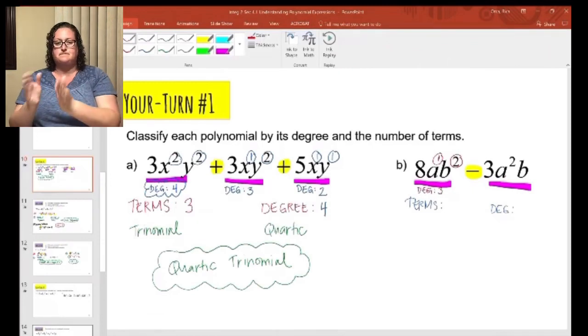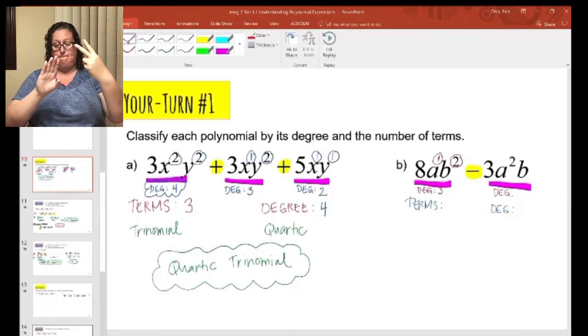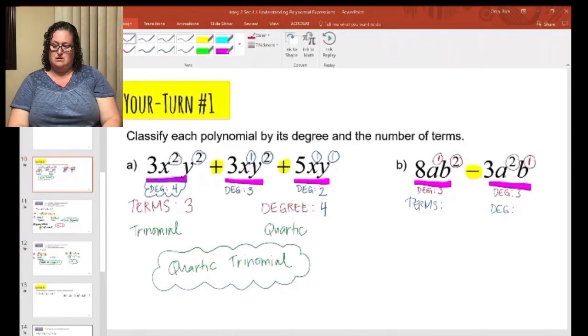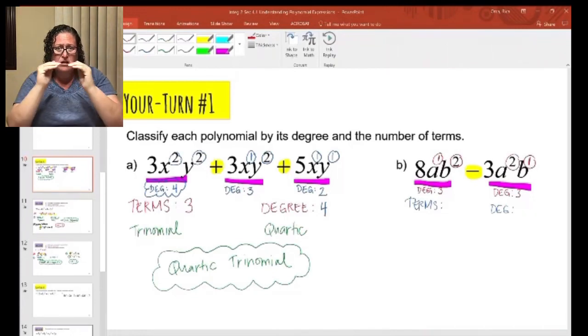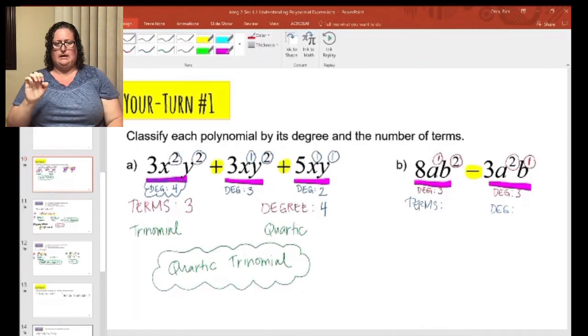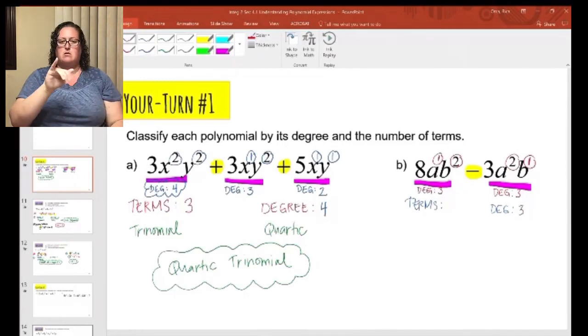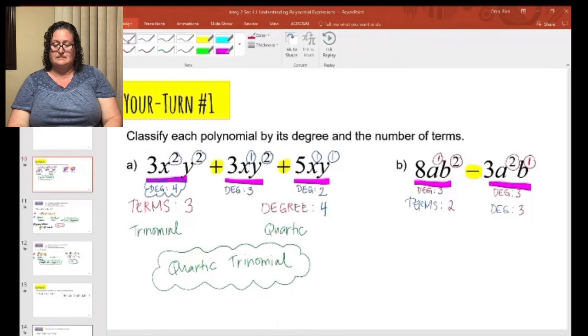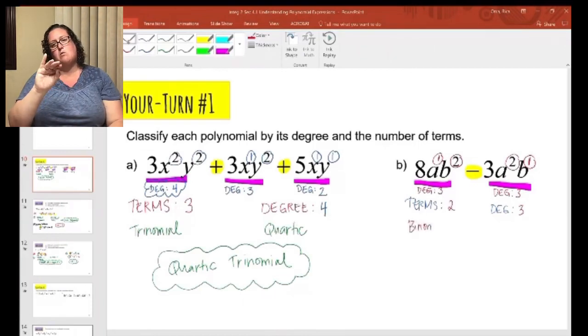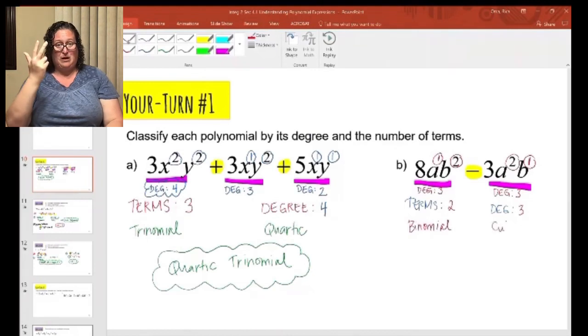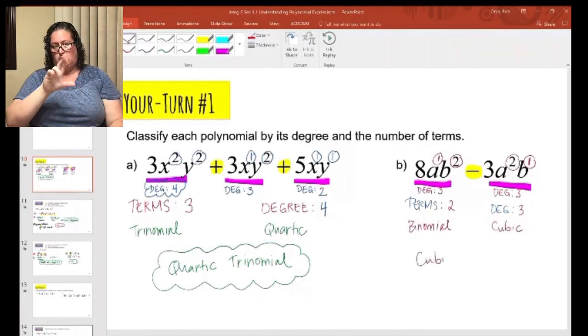Now let's move on to the second monomial. A has a degree of 2, whereas B has a degree of 1. So 2 plus 1 is 3. So notice how both of the degrees are exactly the same. So since the degree of each monomial is 3, let's go ahead and make the degree of this polynomial 3. Now let's name the polynomial. Number of terms is 2. Forgot to write that down earlier. If it has 2 terms, it's called a binomial. And if the degree is 3, it's called cubic. So this is a cubic binomial.